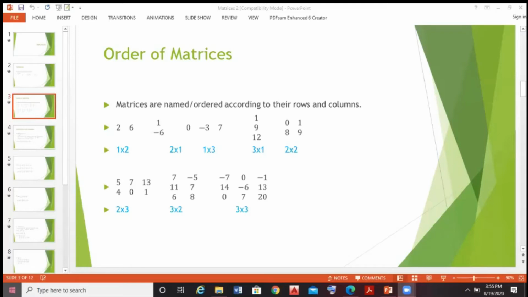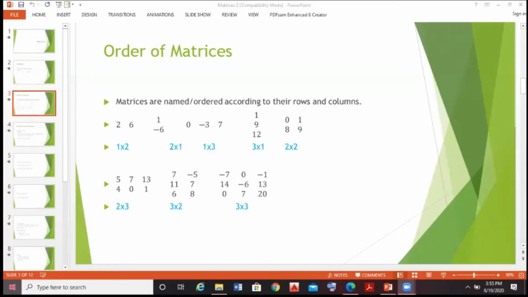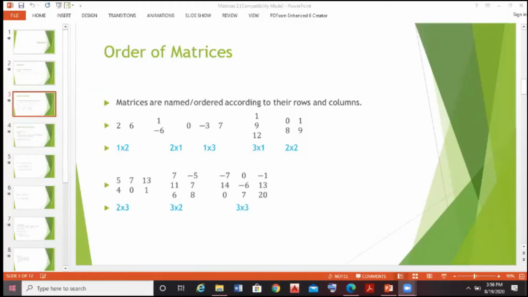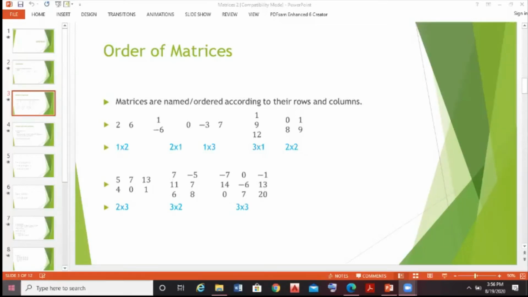Now, for the first one, where we have 2 and 6, that matrix is known as a 1 by 2 matrix, simply because it has one row of numbers going across and 2 columns of numbers. You have 1 and negative 6, that's 2 rows and 1 column. You have 0, negative 3, 7, that would be a 1 by 3 matrix. You have 1, 9, and 12, that is a 3 by 1 matrix. Anybody not clear in terms of the order of the matrix for the rows and the columns?